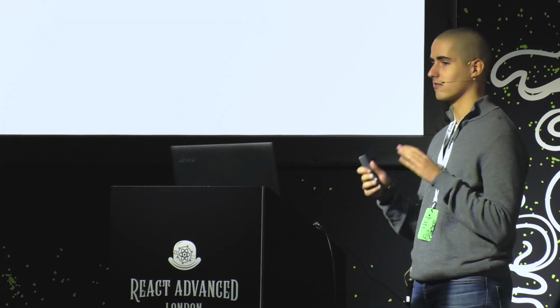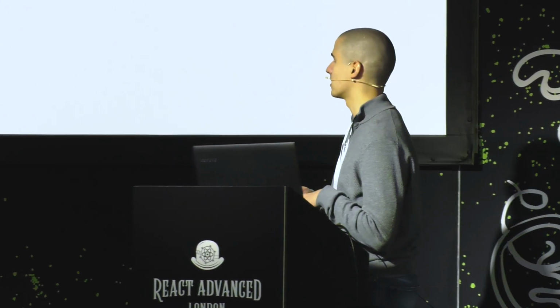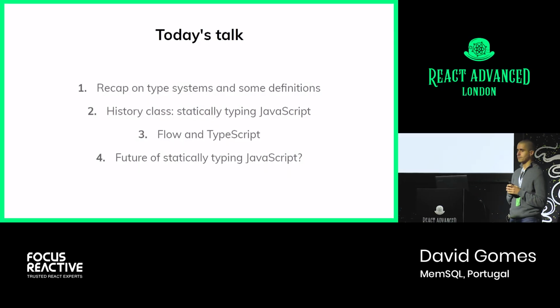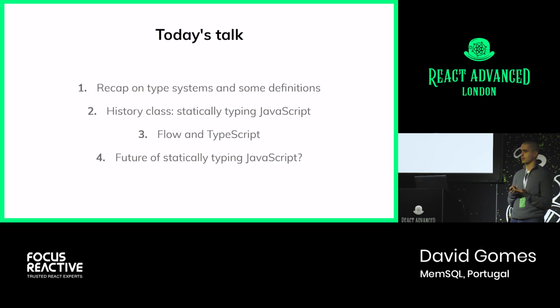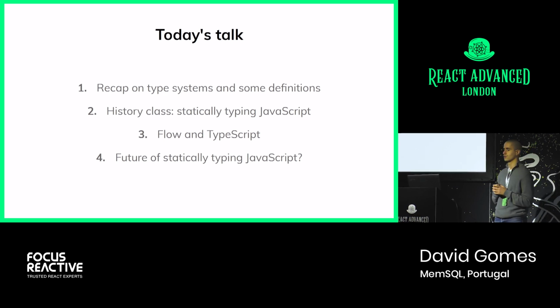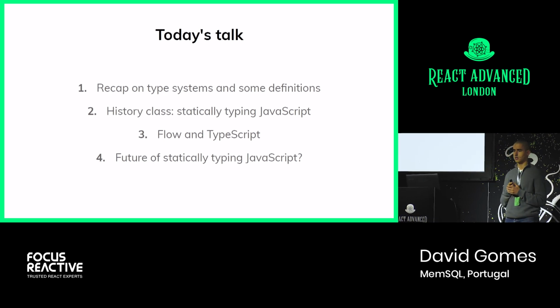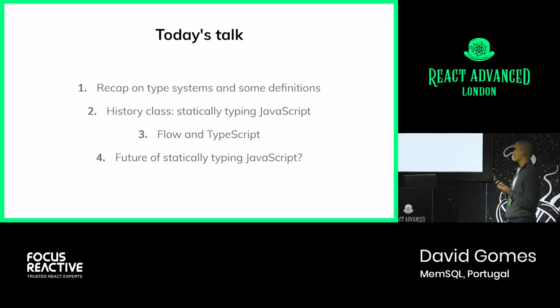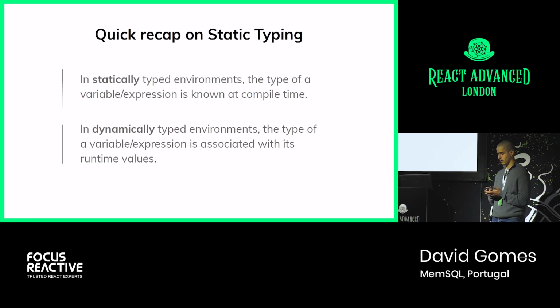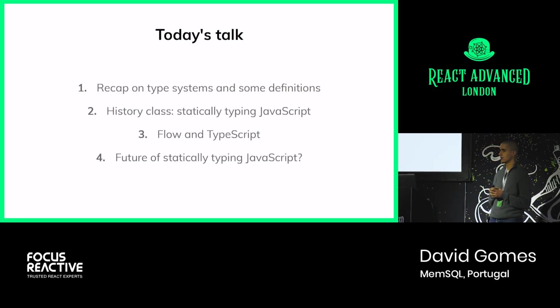And my talk has 3 to 4 parts. I'm not sure if we're going to have time for the last part. We're going to start with a brief recap on type systems, what they are, and some basic ground definitions that I want to talk about. Then we're doing a little bit of a history class, I hope that's interesting for you, on the history of statically typing JavaScript. And then we're going to be talking about the 2 main solutions that are most used in the industry, Flow and TypeScript. And then we're going to be talking about the future of this space.